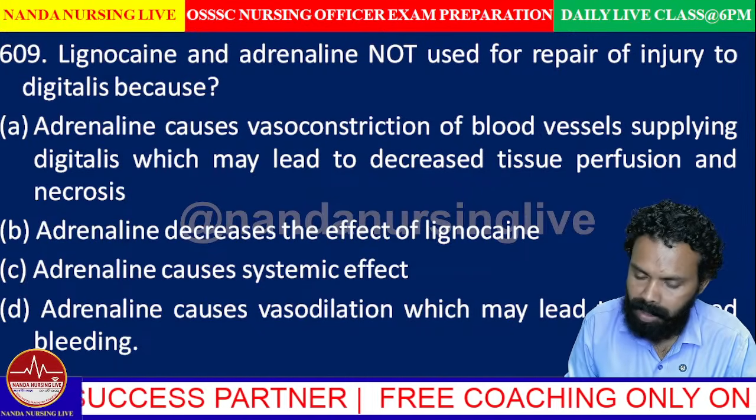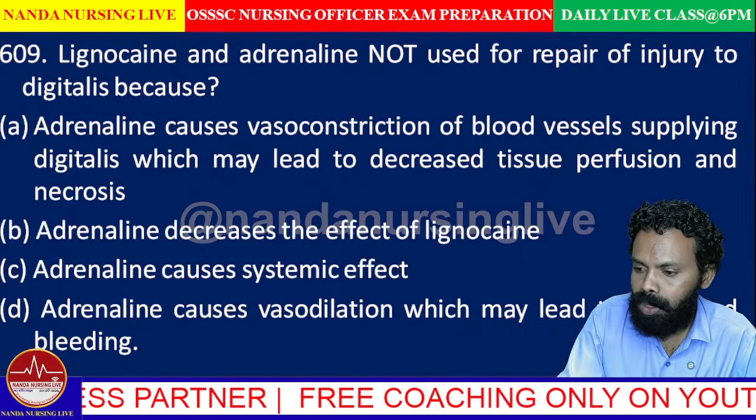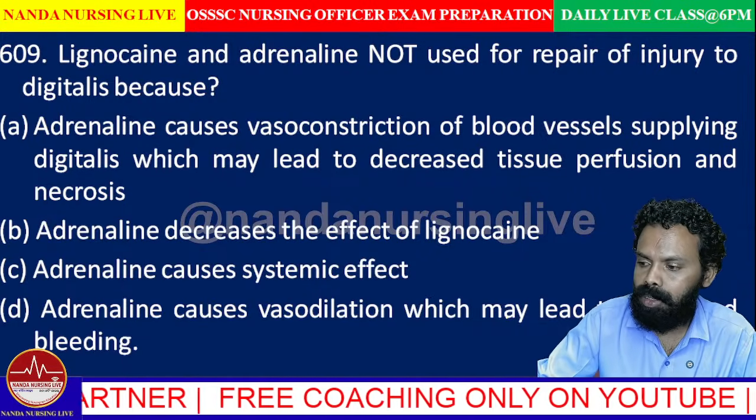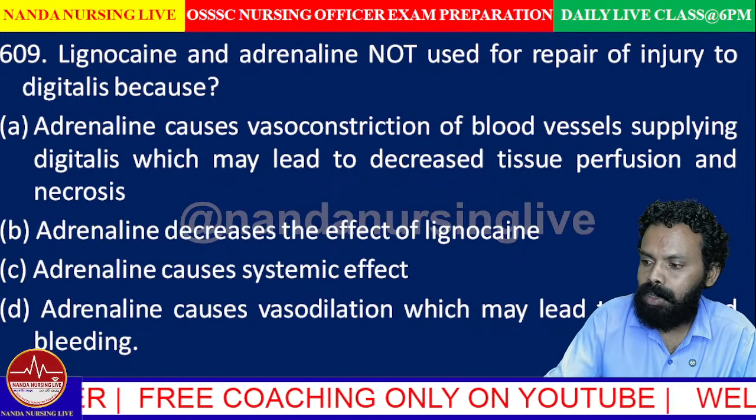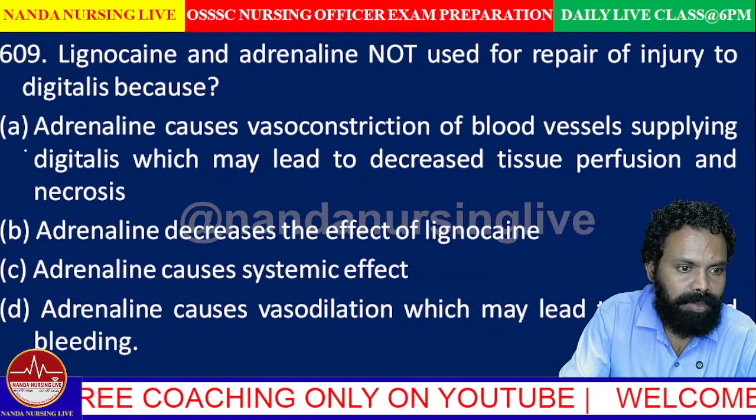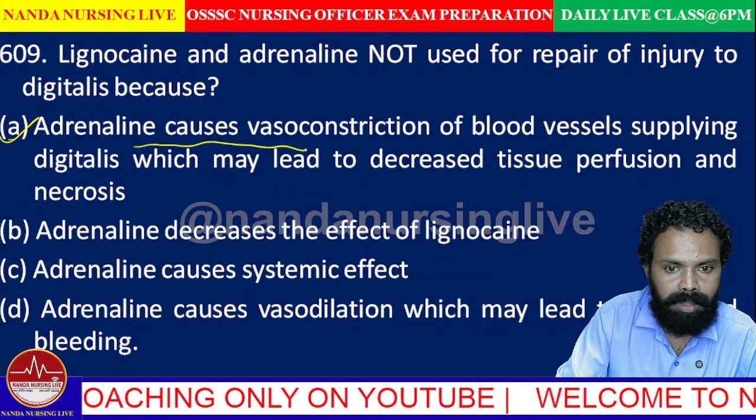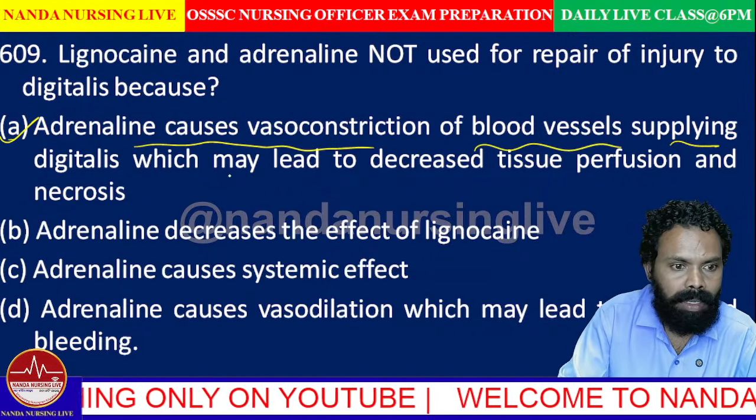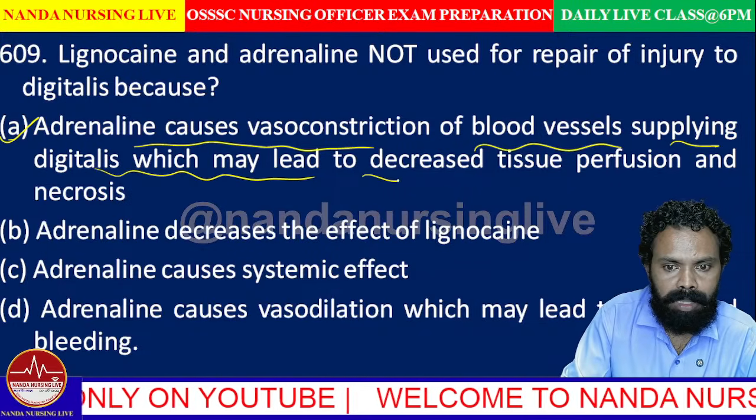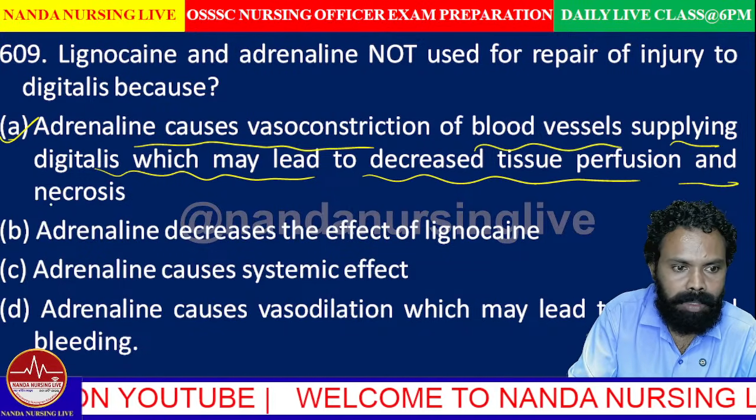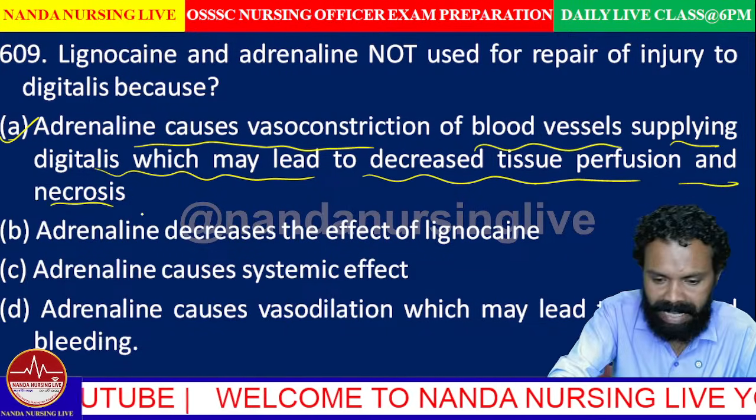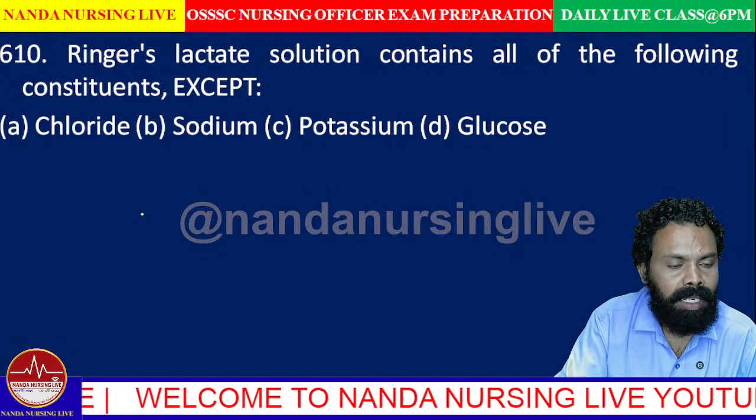So which option is the correct answer? The correct answer is option A. Adrenaline causes vasoconstriction of blood vessels supplying the digits, which may lead to decreased tissue perfusion and necrosis. Option A is the correct answer. Next question, question number 610.